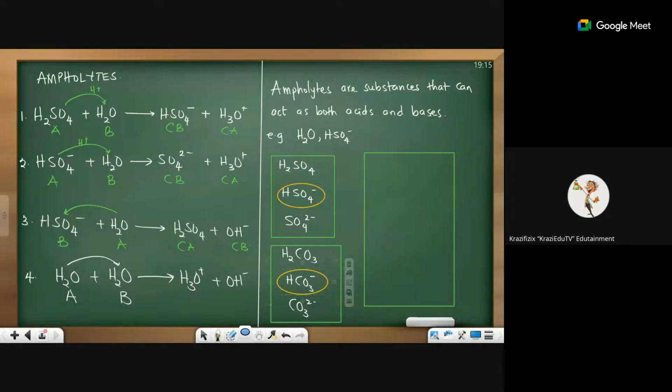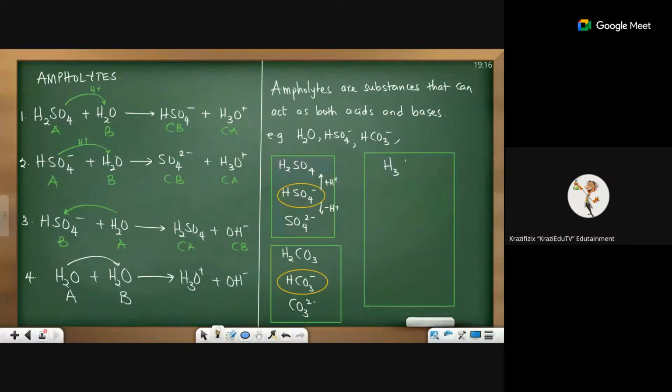Why? When it loses, it goes down. When it gains, it goes up. When we add, it becomes a base. Are we okay, everybody? Let me put arrows here for you to see something. Here, minus H plus, which is an acid. Here, plus H plus, to make you see. If it goes down, it's acting as an acid. When it goes up, it's acting as a base.